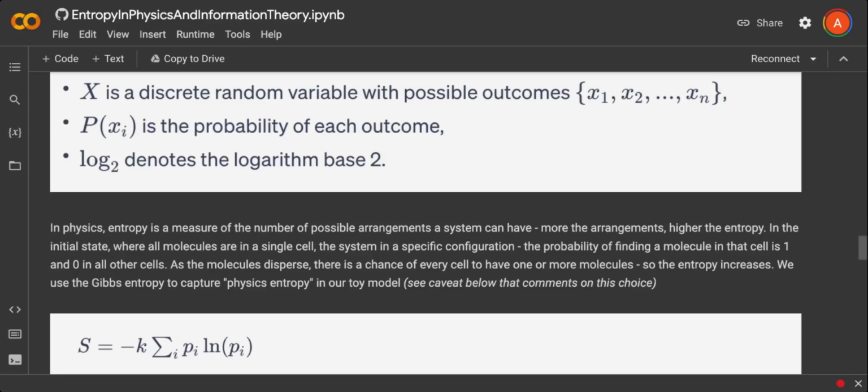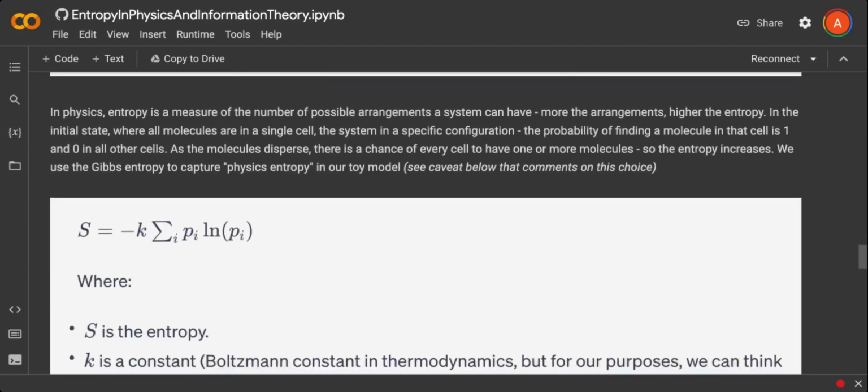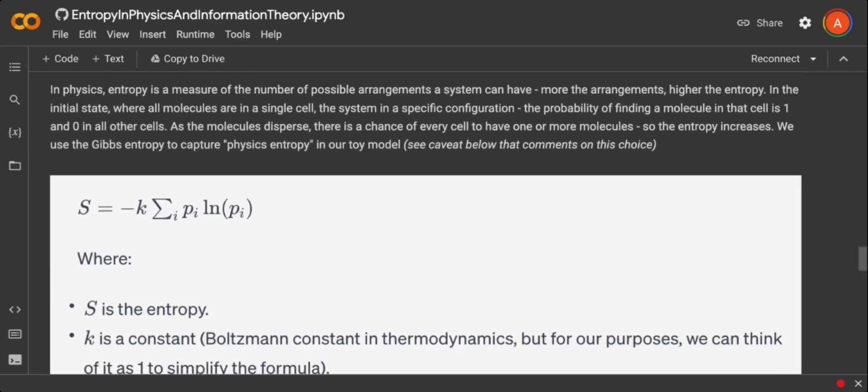In our toy model, the entropy calculation function for physics assigns a probability value for each cell, simply by dividing the number of molecules in a cell by the total count of molecules in the chamber. So, in the initial state, where all molecules are in a single cell, the probability of finding a molecule in that cell is 1, and 0 in all other cells of the chamber. As the molecules disperse, they are spread across the cells in the chamber. Most cells have non-zero probability of having molecules now, and this increases the entropy.